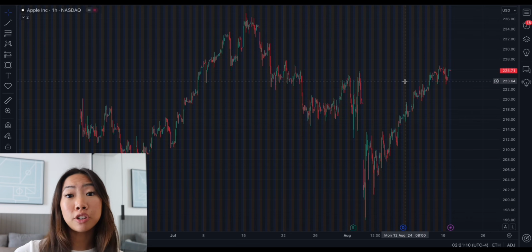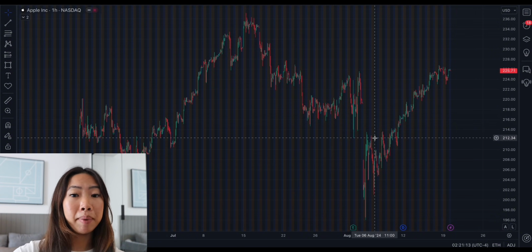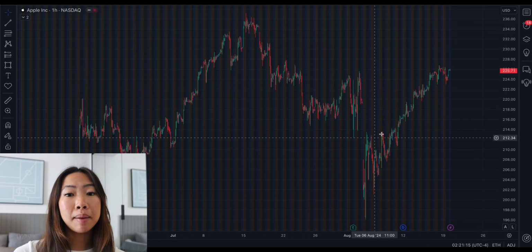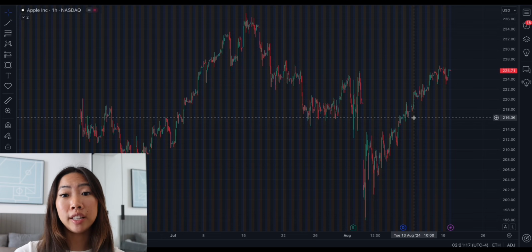If I'm looking at another stock, it may not be as clean like this. It may just be choppy and everything. That is something where I know I don't even want to trade this stock this day because it's so messy.